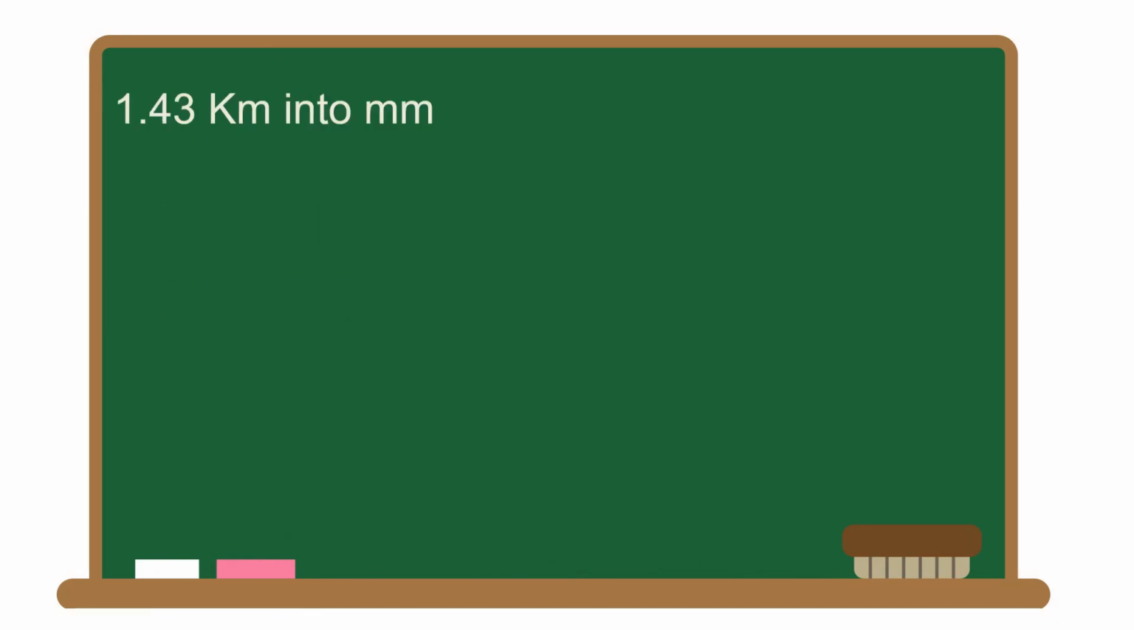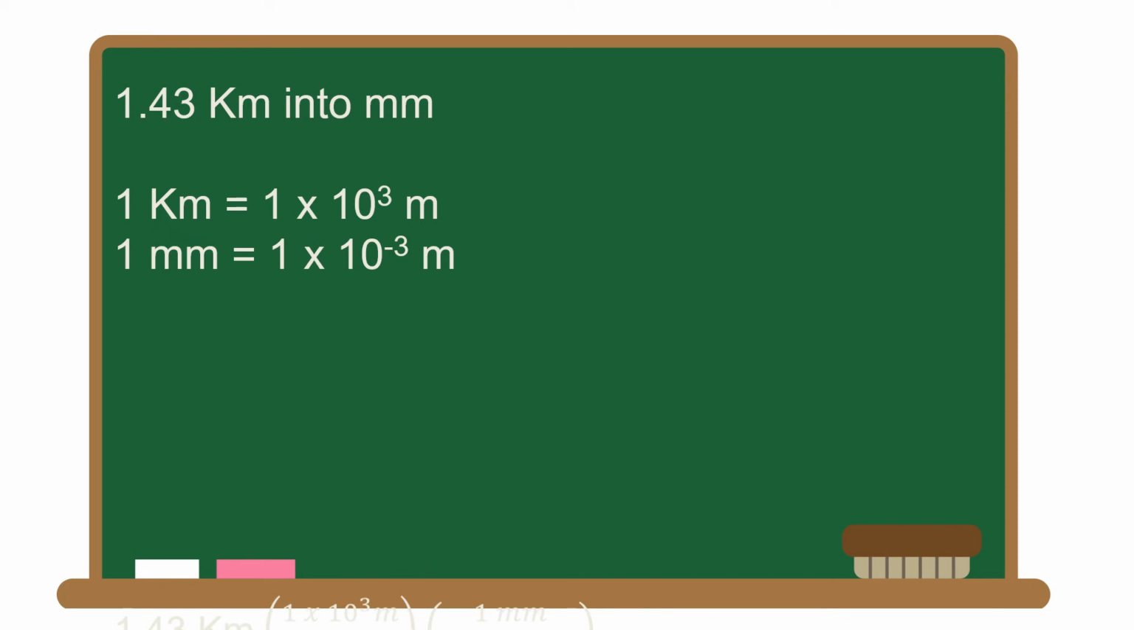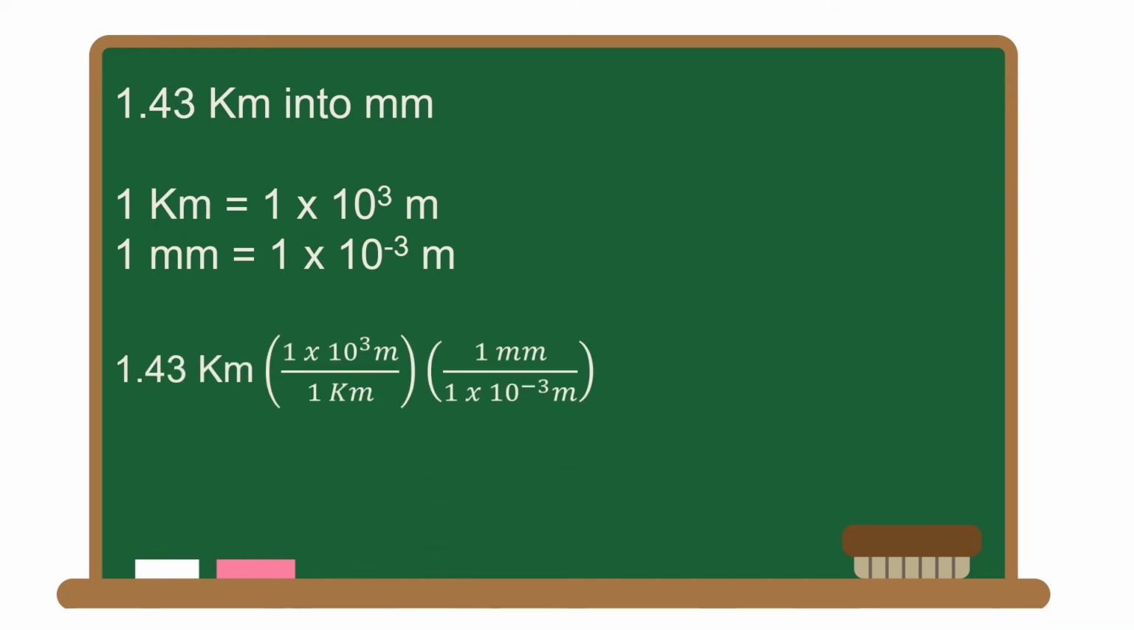Lastly, we have 1.43 kilometers into millimeters. See the two prefixes? This means we need two equivalents. Now first for the kilometer. Since we start with that, remember to place the correct denominator to cancel the unit kilometer. The same process goes for the millimeter. We finally get 1.43 times 10 raised to 6 millimeter.